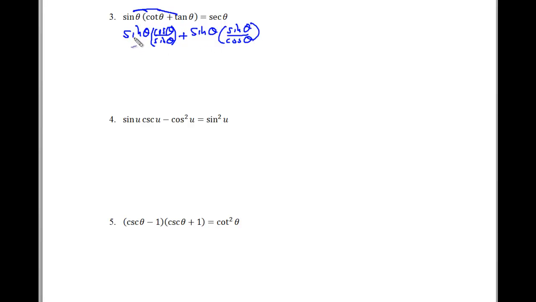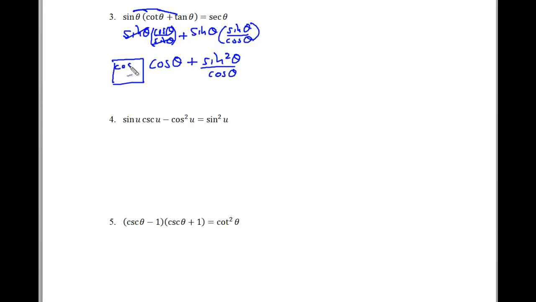And we're going to have some simplification here, because sine divided by sine gives me just cosine of theta. And over here I'm going to have sine squared theta over cosine of theta. Now, one trick that I'm going to employ here is I'm going to get a common denominator and put these two fractions together. My goal is to see what will happen.